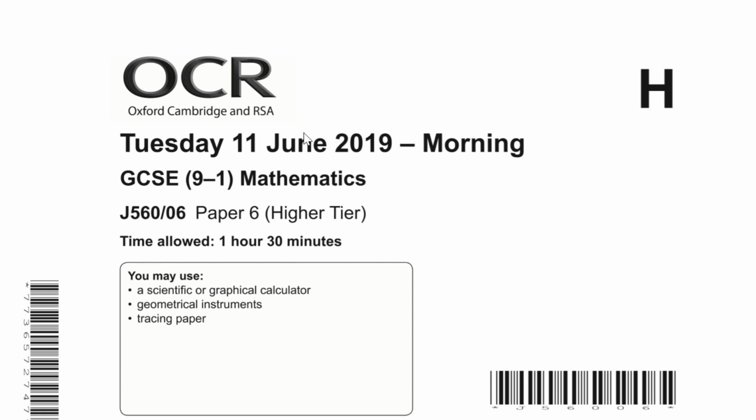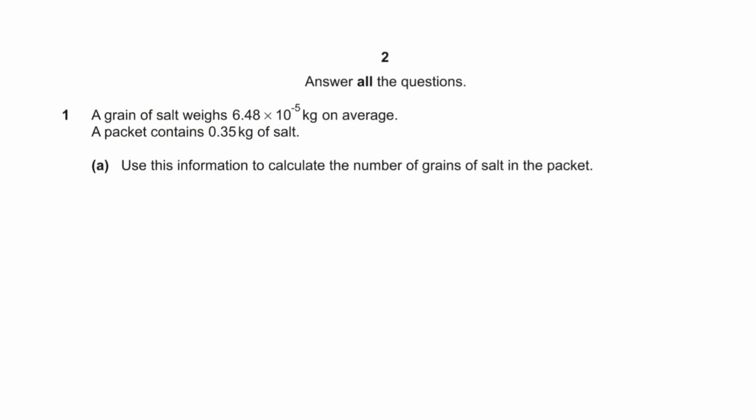This is the OCR GCSE 9-1 Maths Paper 6 from the June 2019 series, and it's from the higher tier, and it's a calculation. Question number 1. A grain of salt weighs 6.48 times 10 to the minus 5 kilograms on average. A packet contains 0.35 kilograms of salt. For part A, we have to use this information to calculate the number of grains of salt in the packet.